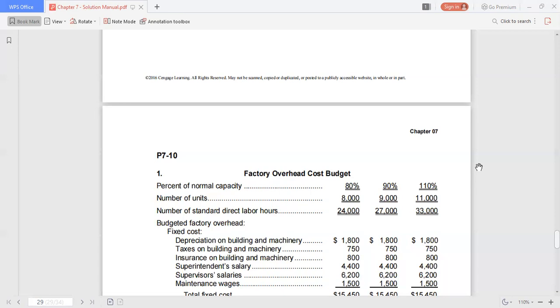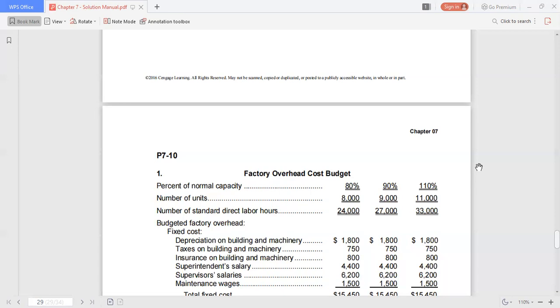In hours, it's 30,000. So if you operate at 80% of normal capacity, the number of units will be 80% of 10,000, then 90%, and 110%. If you base it on the direct labor hours, it's 30,000 times 80%, 90%, and 110%. So we have now the budgeted factory overhead.